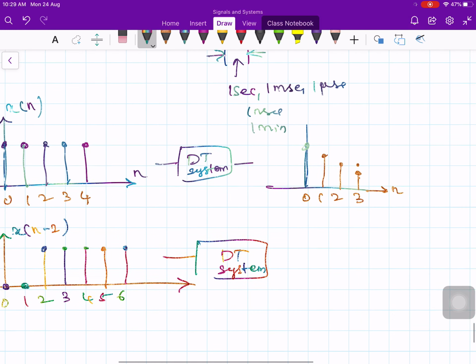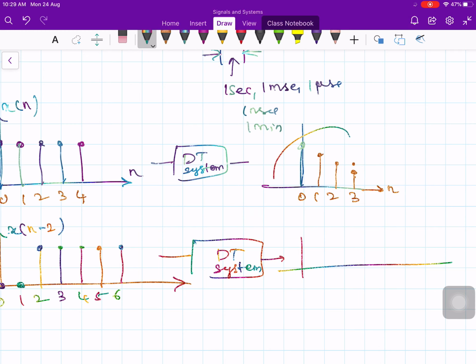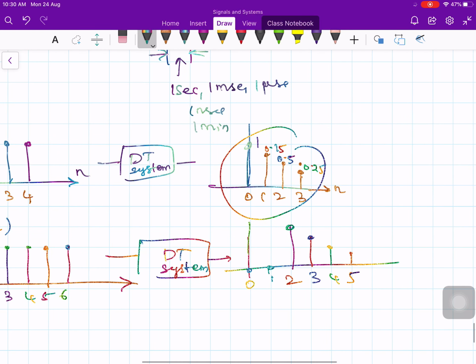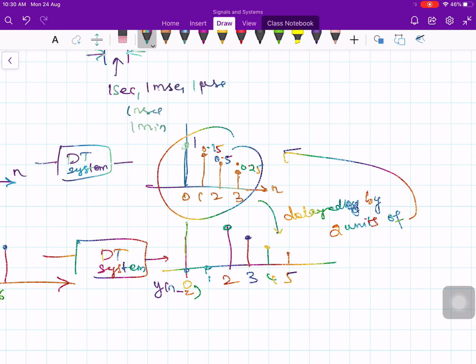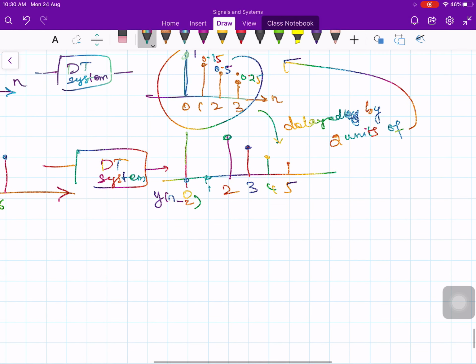So what you expect from the output of the system is the same output but delayed by 2 units. Let us say this is 1, 0.75, 0.5, 0.25. So 0, 1, and it is 2 units, then 0.75, 0.5, 0.25, at 2, 3, 4, 5. So this is your y of n minus 2. This y of n minus 2 is the same as the original waveform delayed by 2 units. Therefore, the system is a time invariant system. So the same output is translated along the x axis by 2 units. In general, it will be n units.